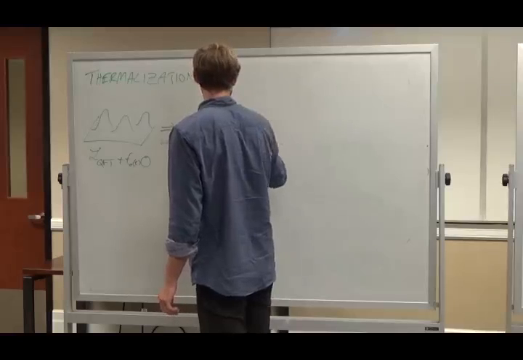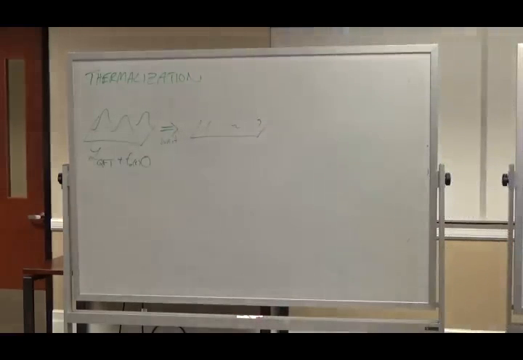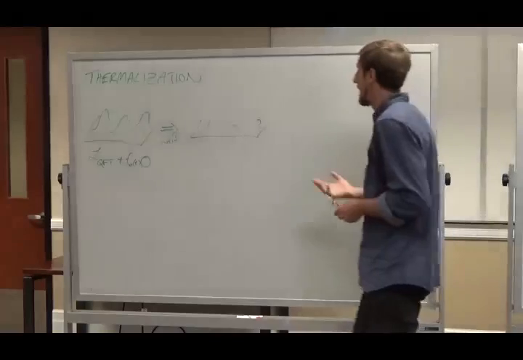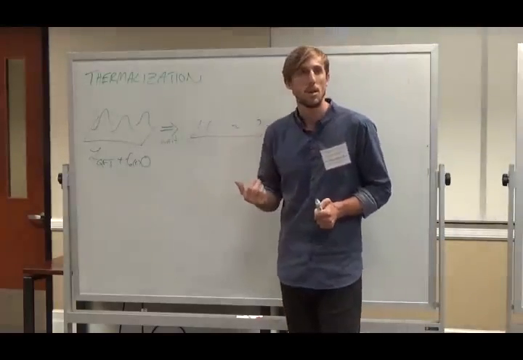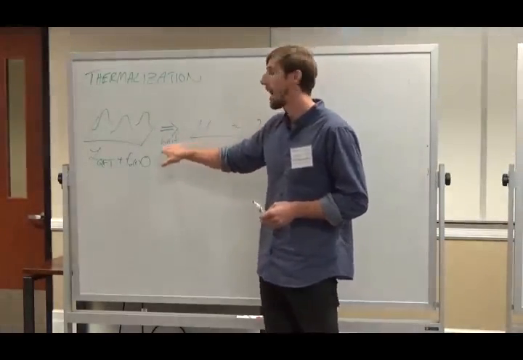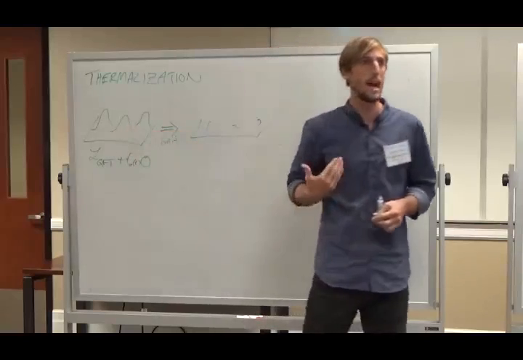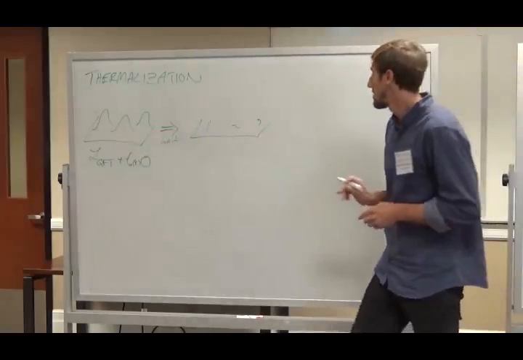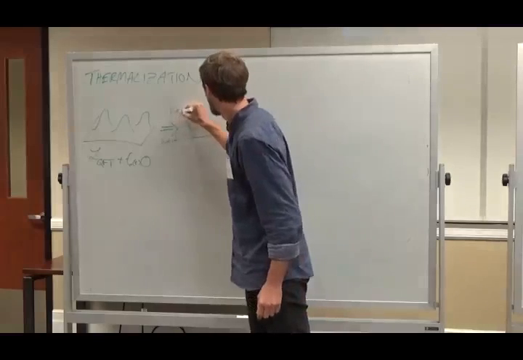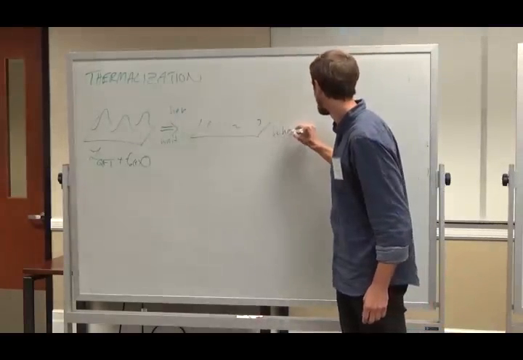And after a while, my field theory, or my system, will achieve a new state. And I want to understand several things. One, I want to understand how I got here. So this arrow hides all the details of how my system equilibrated. I want to understand how that happened, and I want to understand where I am. So what is this state?